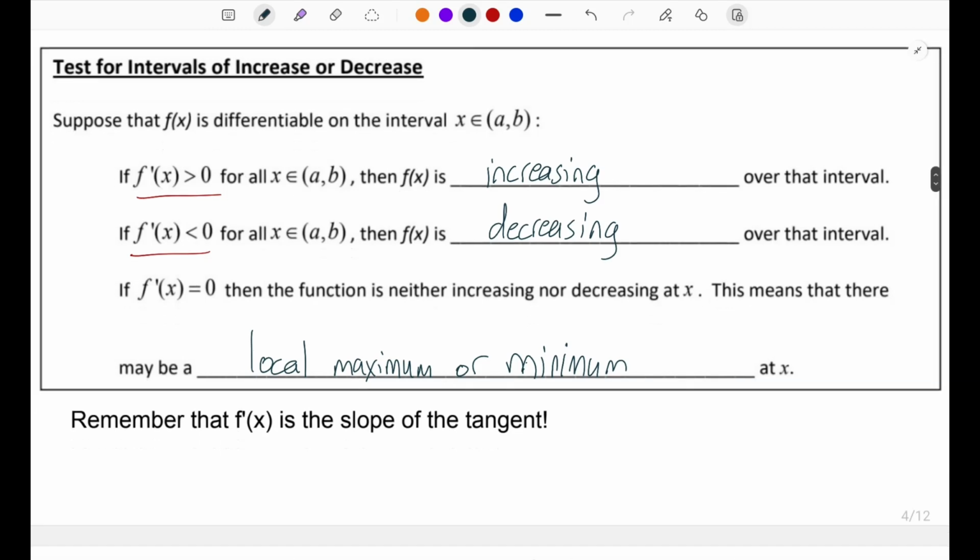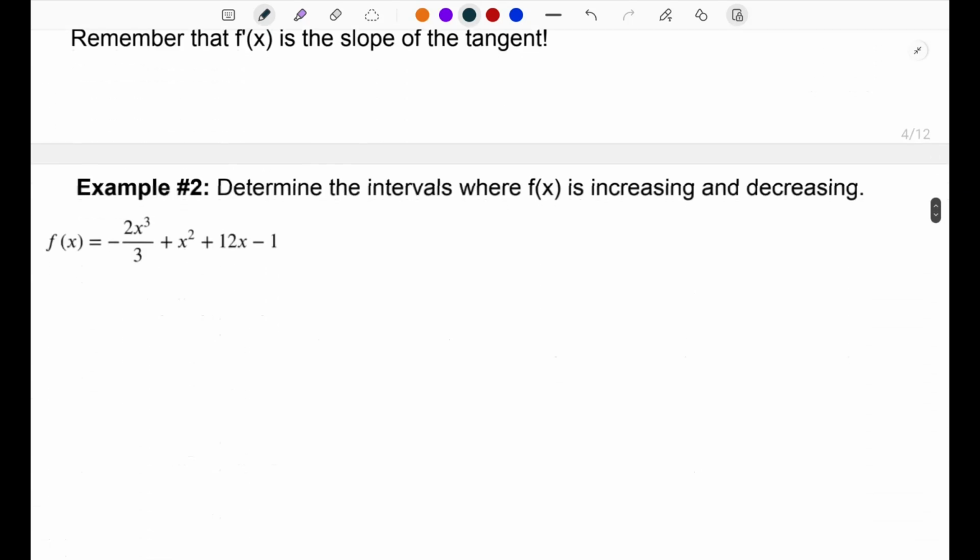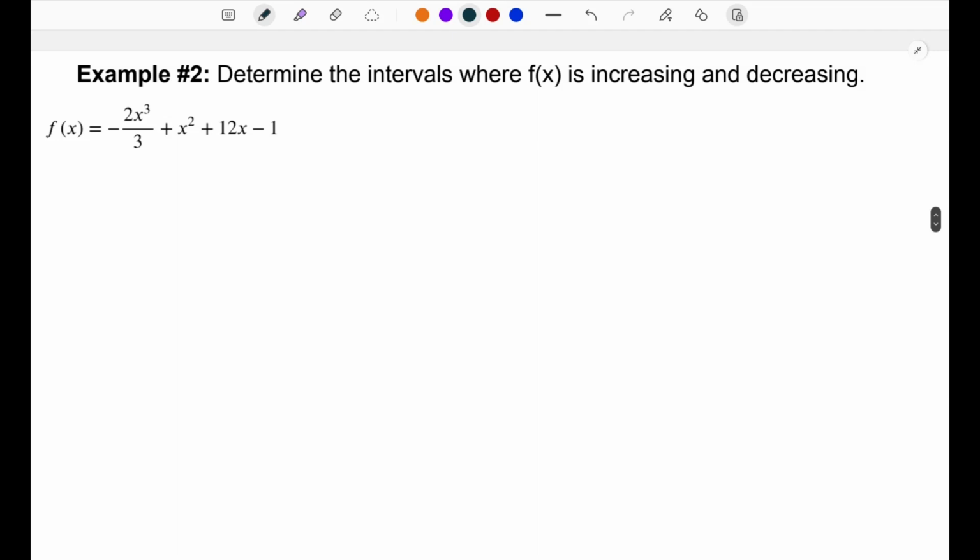And yeah, just remember that f prime of x, this derivative, is the slope of the tangent, so it's telling us what direction that graph is going in. So let's figure out some intervals now just based off a function. So we're looking at f of x equals negative 2x cubed over 3 plus x squared plus 12x minus 1. So we just want to figure out the derivative, which in this case is just going to be negative 2x cubed, the 3's cancel out, plus 2x plus 12. All right. Oh, I should turn that cubed into a squared, negative 2x squared. And then, well, let's factor out.